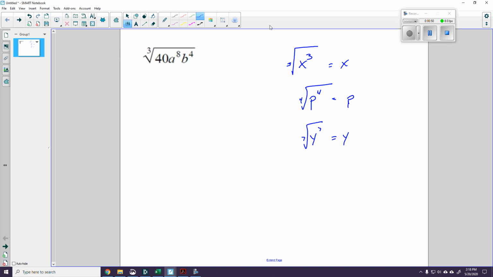Just as a different example, if I just had the square root of x, there's nothing I can do with that. The square root of x is the square root of x. But if it was, say, the square root of x squared, well, then the square root gets rid of the squared. It's an inverse operation, and I would be left with just x. This is the foundation of what I want you to know for simplifying a radical.